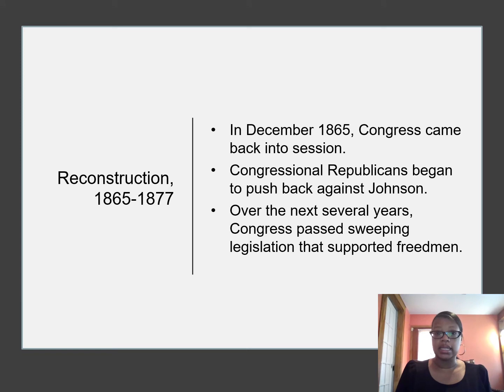In December 1865, Congress came back into session, and congressional Republicans pushed back against Johnson and this really lenient form of Reconstruction. Over the next several years, Congress passed sweeping legislation to support the freedmen. From their perspective, we just fought a bloody war for 4 years. We ended slavery because of this bloody 4 years. So we are not interested in trying to kowtow to Southerners and let them waltz back into the Union after they dragged us into this war. So congressional Republicans pushed back against Johnson and passed legislation to assist the freedmen.